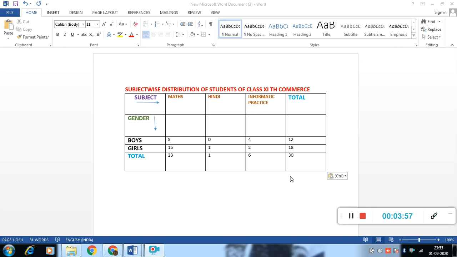Now I will give some note to my table. I have mentioned one note in my table, that is students have choices among these subjects, that is maths, Hindi and informatic practice. So students, you now have a clear idea about the tabular presentation. This table is showing how many girls and how many boys have opted for 3 different subjects in class 11th Commerce. Thank you.